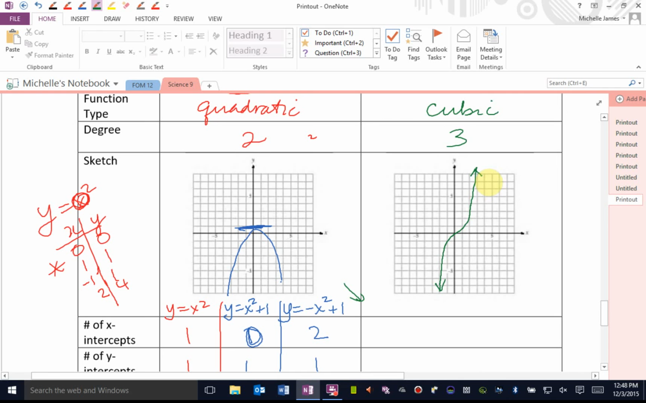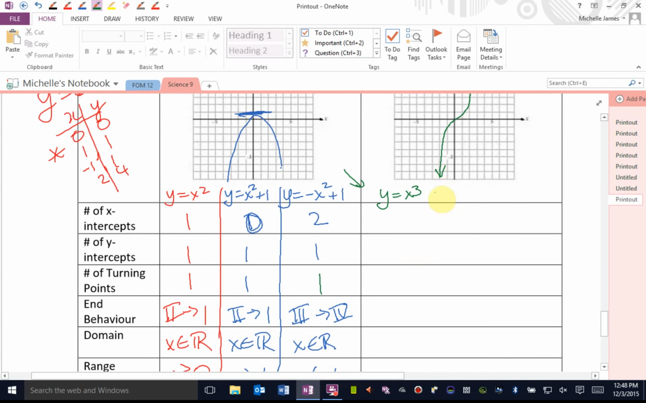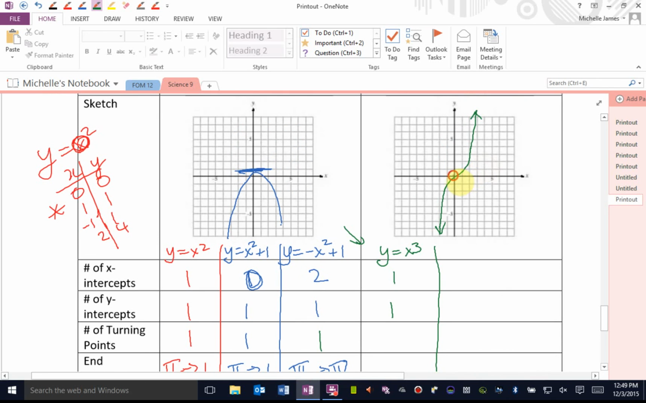So would it be 2 turning points? Yes. So this particular graph, the one of y equals x cubed, what can we say about its behavior? How many x-intercepts? Just 1. How many y-intercepts? Just 1. Does it make sense that it goes through our graph at 0 and 0?